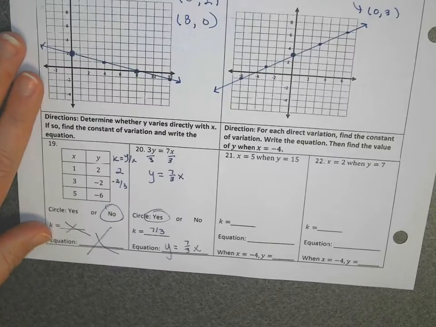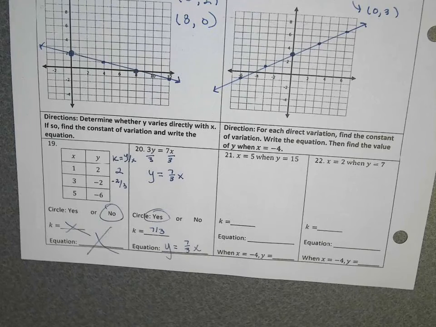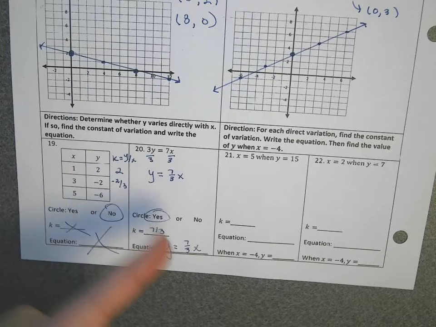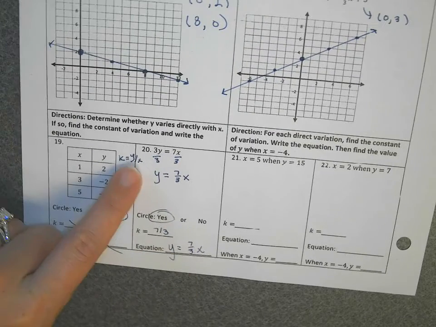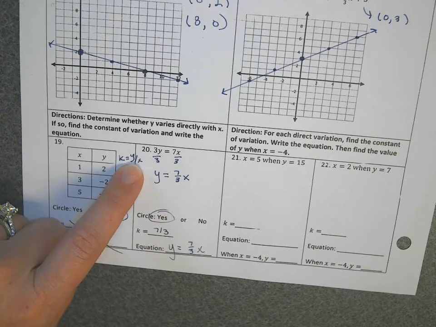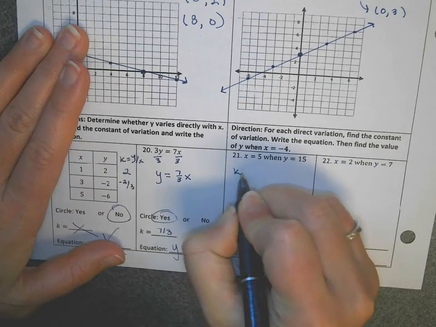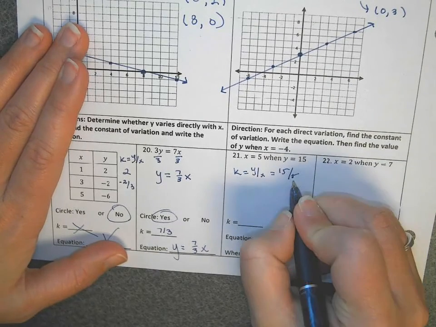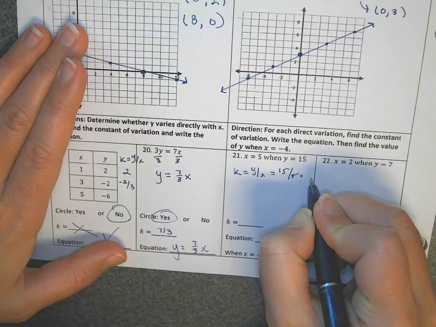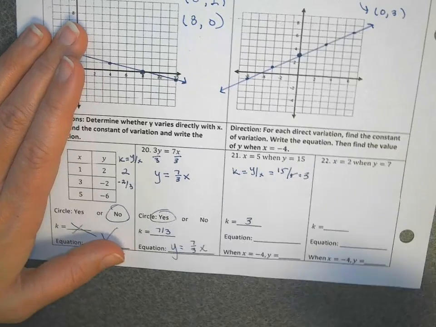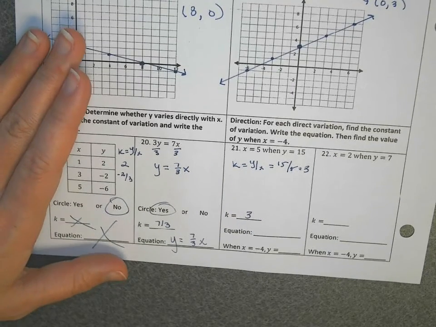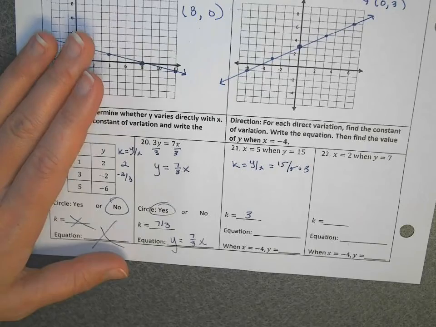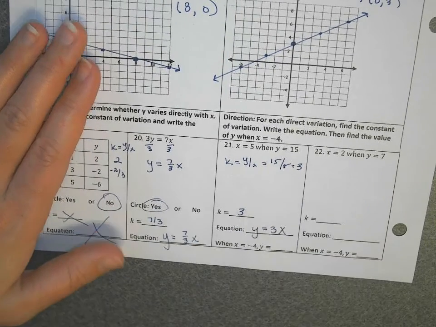All right. For each direct variation, find the constant of variation. Write the equation. Then find the value of y when x is 4. How do you find k? How did we find k over here? Y over x. What's y over x? 15 over 5. What's 15 over 5? 3 over 1. So just 3, right? K is 3. What's your equation if k is 3? Y equals 3x.